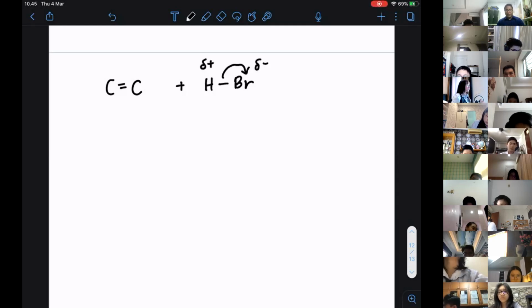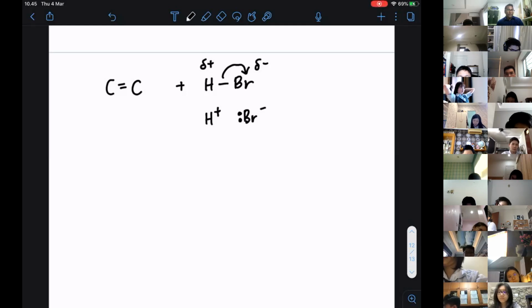So when this happens, there is going to be an additional step, which is that you are going to get H plus, and you are going to have Br minus over here. That is heterolytic fission. So you take note why there is an electron, two dots, and why there is no dot over there for H plus. So this H plus is the electrophile, and the Br minus is the nucleophile.